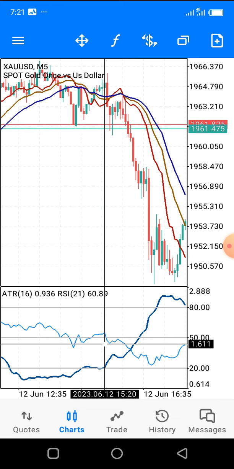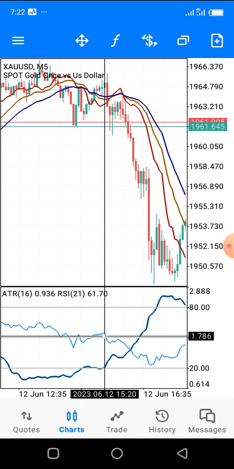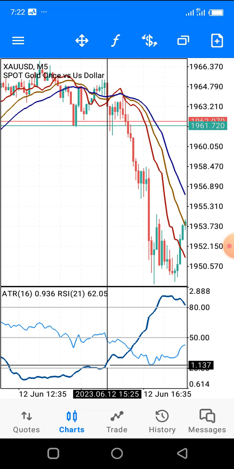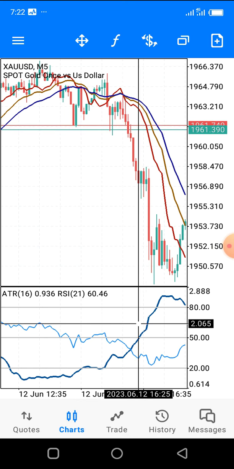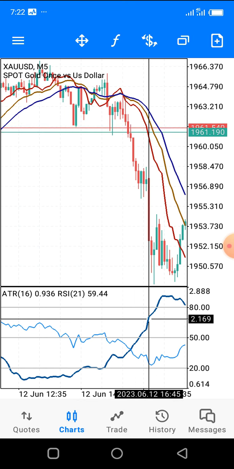Now, talking about the RSI, we all know how it works. The RSI tells you the momentum of a particular financial asset, the momentum of the market, the momentum of the movement of the market. The ATR indicator tells you about the volatility of a particular market, of a financial asset.